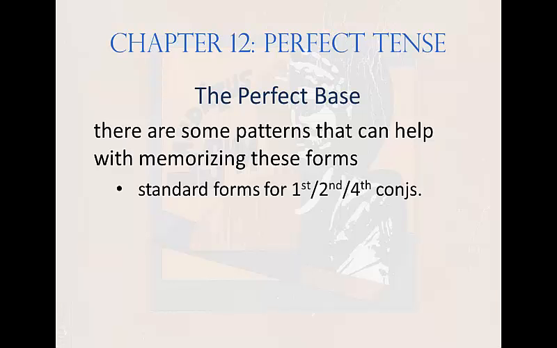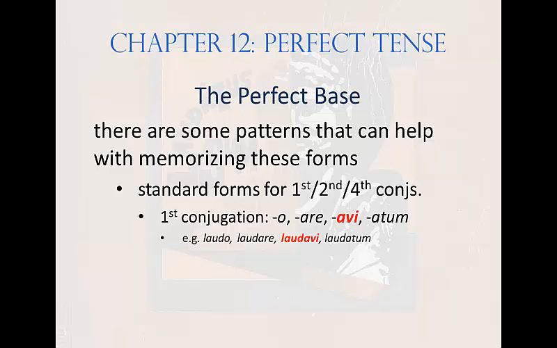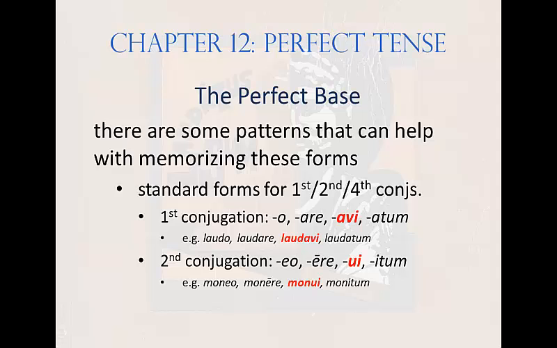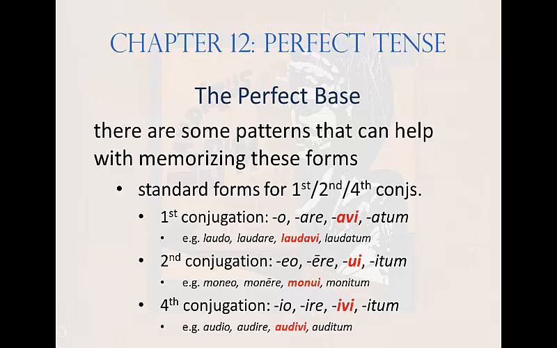For starters, first, second, and fourth conjugations have standard ways of forming their perfect bases. First conjugation verbs very often go o, are, avi, atum, as in laudo, laudare, laudavi, laudatum. Second conjugation verbs often go eo, ere, ui, itum, as in moneo, monere, monui, monitum. Fourth conjugation verbs often follow this pattern, io, ire, ivi, itum. For example, audio, audire, audivi, auditum.